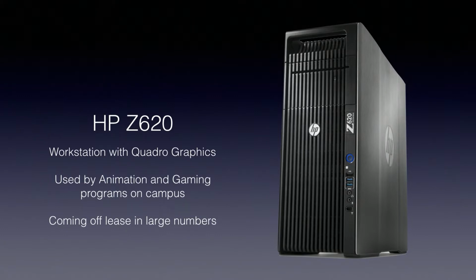So the ones we chose were the workstations with Quadro graphics, just because more of our software, like AutoCAD, would take better advantage of that. All the gaming ones, of course, had some sort of NVIDIA card, which is great for gaming, but not always great for high-performance computing. So they were coming off lease in large numbers, so we said, hey, let's take some of these, put them into a big installation, and then be able to remotely control them.